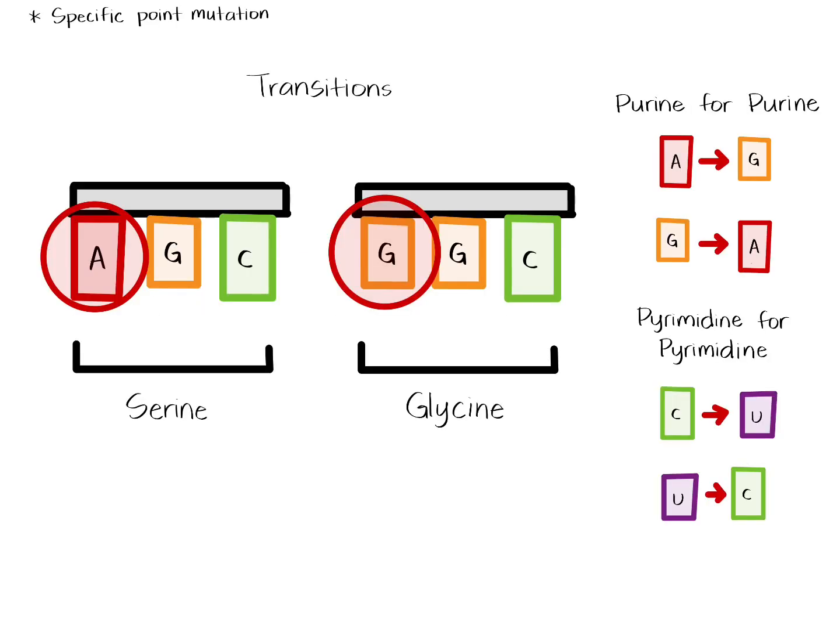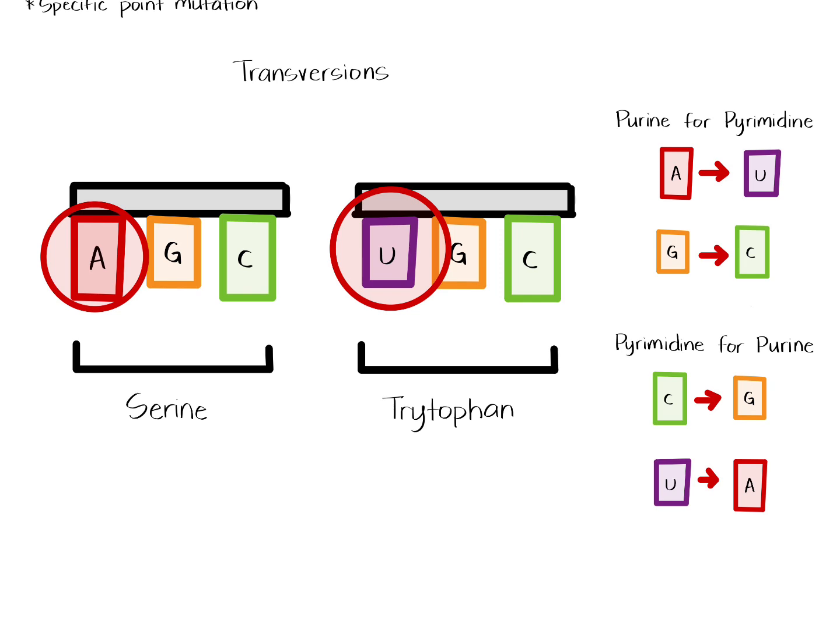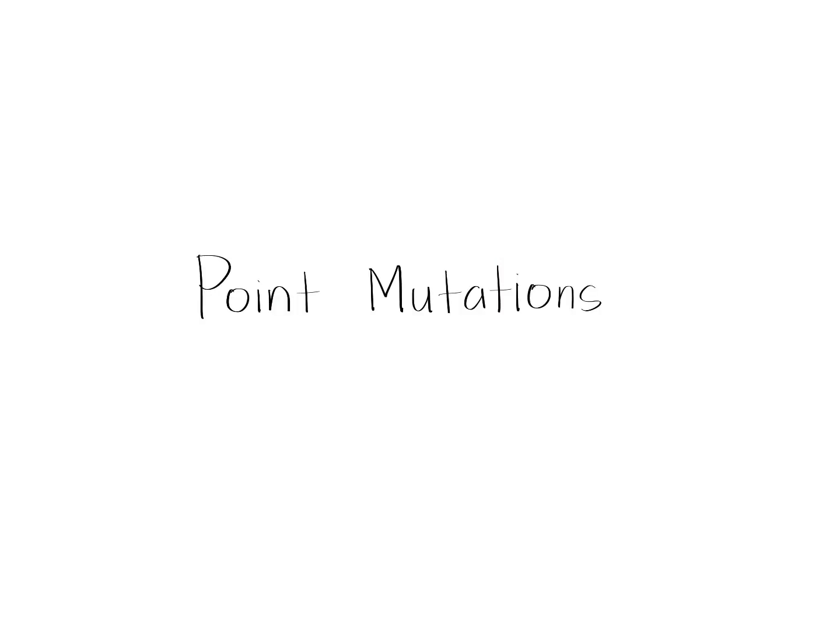Substitution mutations include transitions, where a purine replaces a purine or a pyrimidine replaces a pyrimidine, and transversions, where a purine replaces a pyrimidine, or vice versa. Another category of mutations involve changes to a single nucleotide base, known as point mutations.